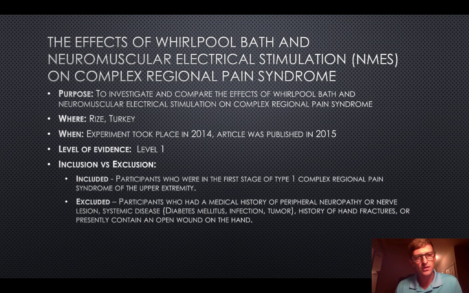Some of the inclusion criteria of this study are participants who were in the first stage of type 1 complex regional pain syndrome of the upper extremity. And some of the exclusions of this study would be participants who had a medical history of peripheral neuropathy or nerve lesion, systemic disease such as diabetes mellitus, and a current infection or tumor, previous history of hand fractures, or presently containing an open wound on the hand.